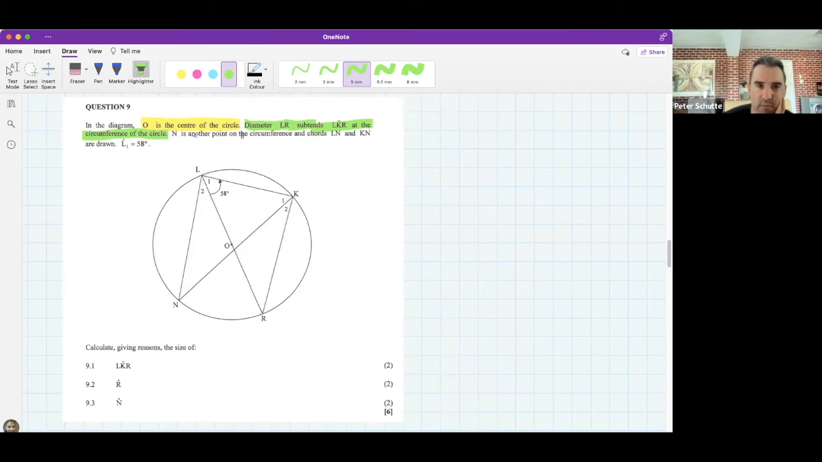L1 is 58. Okay, so when I think of this question, what I'm seeing at the moment is a bit of a butterfly. I'm also thinking about the diameter that runs through here. That's kind of what jumps into my brain, but there could be other stuff. I want you guys to try and find for me, with reasons, what LKR is. So LKR, let's see, LKR is that angle up here, or K1 plus K2. It's basically this whole thing together.